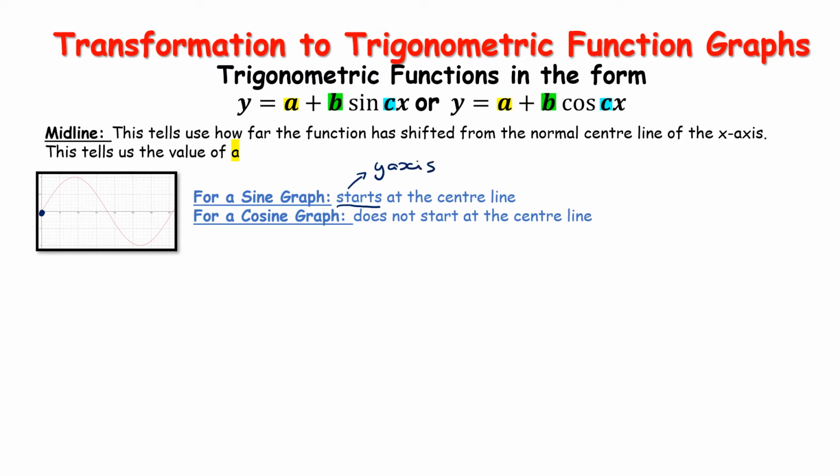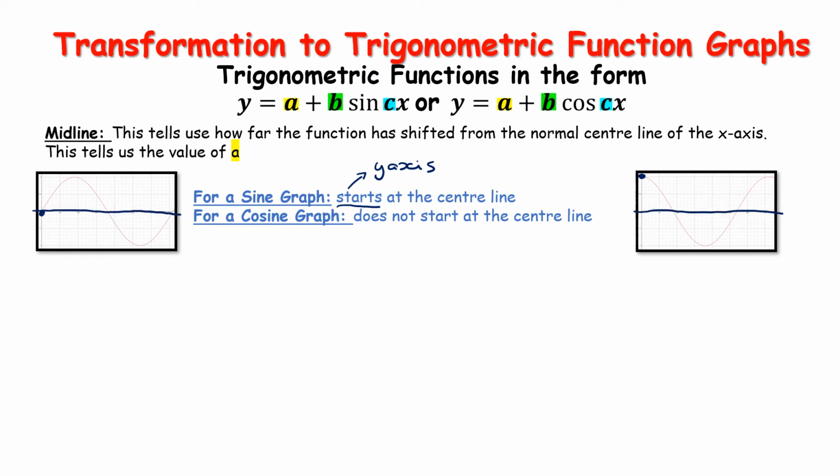The y-axis is what we take as starting, because remember, a function can go on forever. And then for cosine, you can see that it starts up here. It doesn't start at the middle. So the midline would be this one here, and the midline would be this one here. Once you know one of those, you'll be able to identify your graph. The easiest one, I think, is sine, because the sine graph starts at the midline.